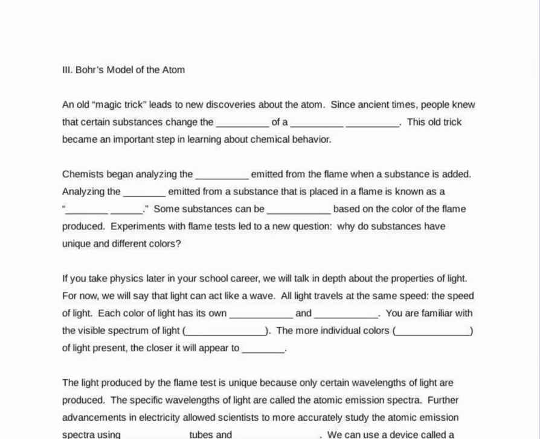So this is ICP Chapter 3, the second video. An old magic trick leads to new discoveries about the atom. Since ancient times, people knew that certain substances would change the color of a fire's flame.